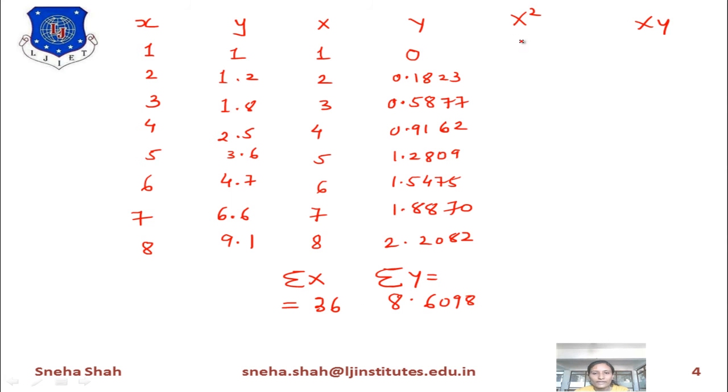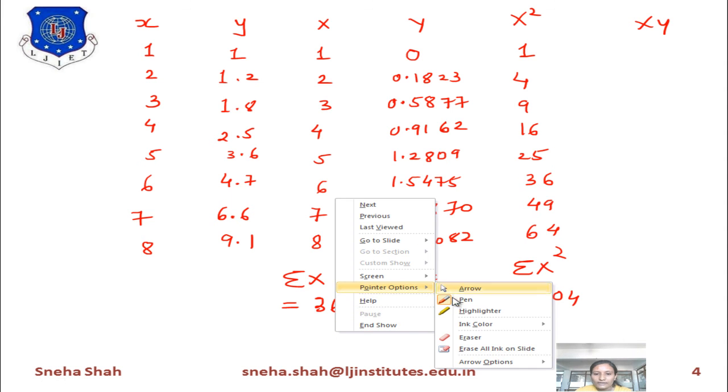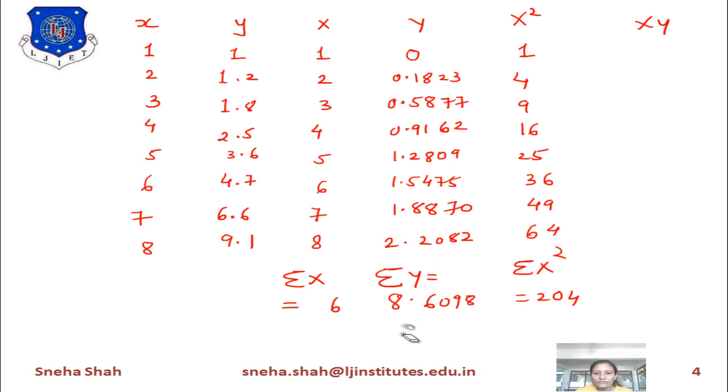Now we want to find the value of capital X square. This one is capital X, so we want to find x square: 1 square is 1, 2 square equals 4, 3 square equals 9, 4 square equals 16, 5 square equals 25, 6 square equals 36, 7 square equals 49 and 8 square equals 64. Now if I add all these terms, it will give us the answer of summation x square, and its value equals 204. Now similarly, we want to find the value of capital X into y. If we want to find capital XY, what is the value of it?